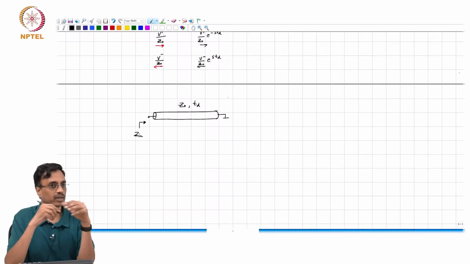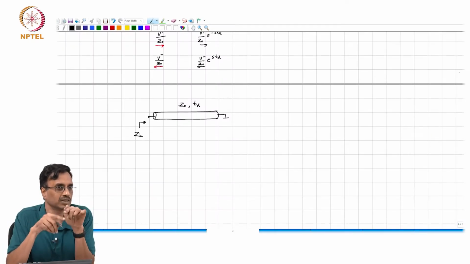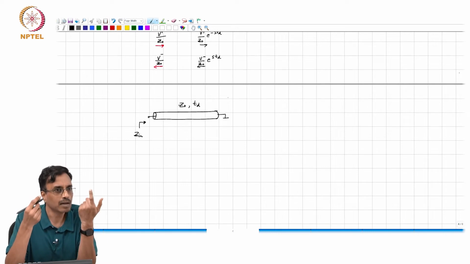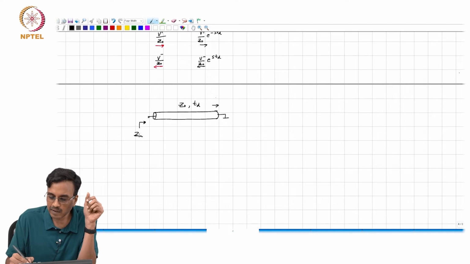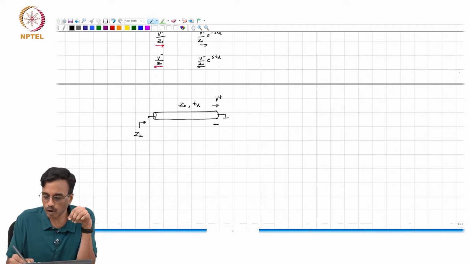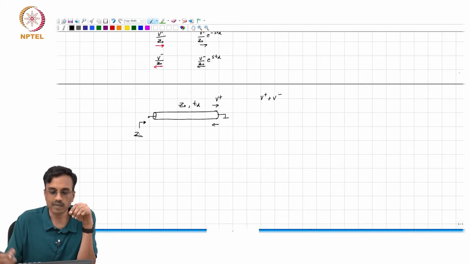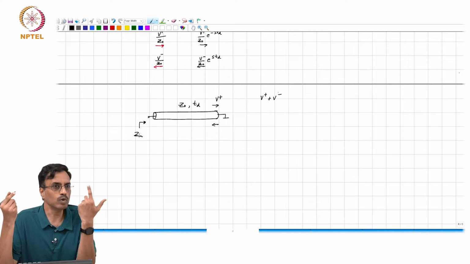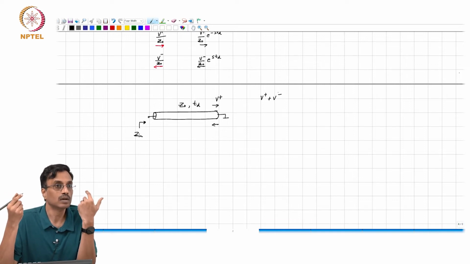At that end, on the right end, it's a short circuit. What is the meaning of short circuit? The voltage is 0. So if we call this V plus, what comment can we make about the total voltage, V plus V minus? That must be equal to, what is that?